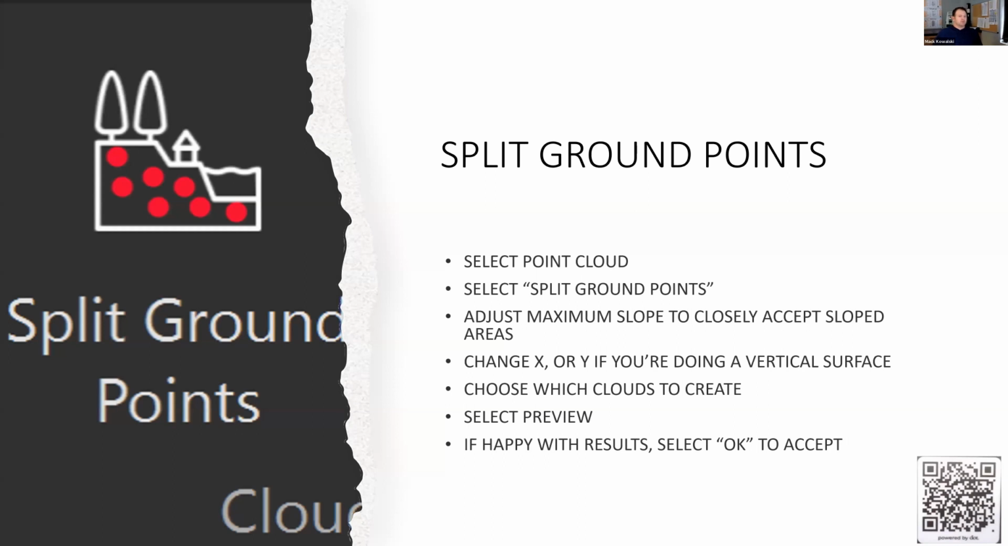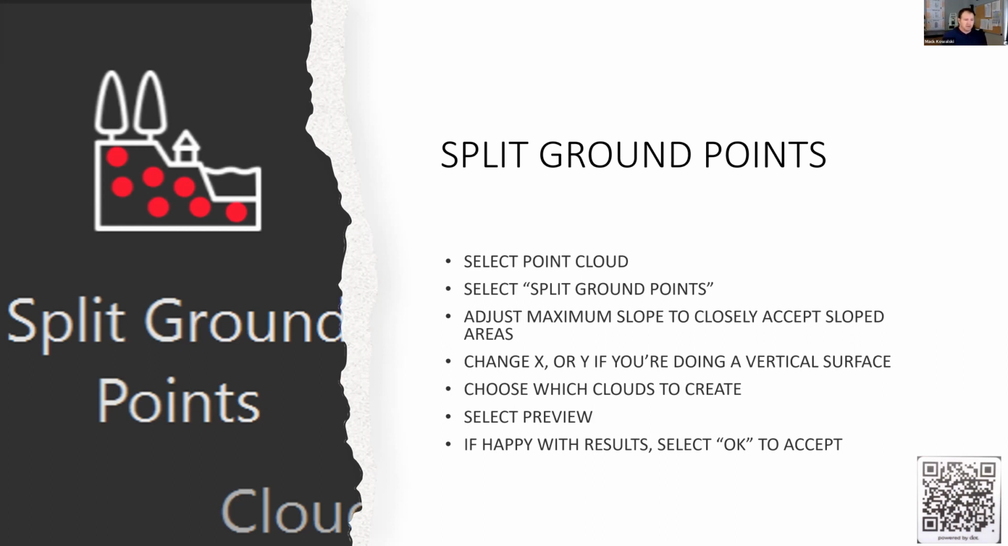All right, split ground points. Now, this is one that we use coming from a concrete background. This is one I personally use quite often because it gets me down to just the ground. This one is great for surveyors doing topos. It will get rid of any data that is vegetation, any data that is just not important to what you need to do.